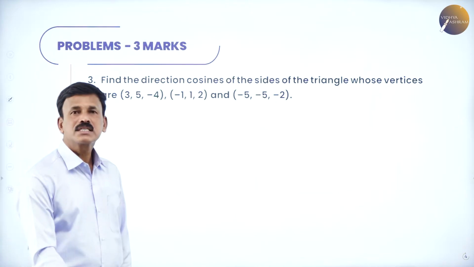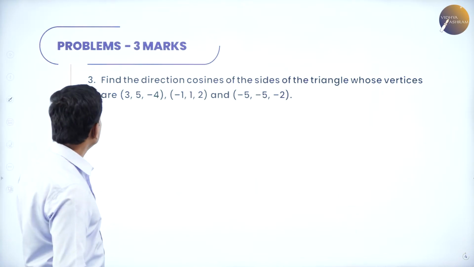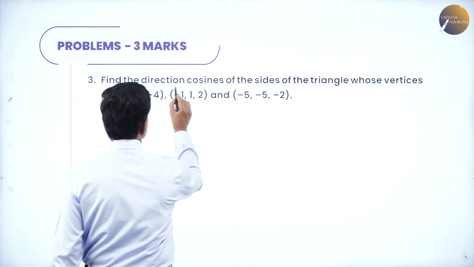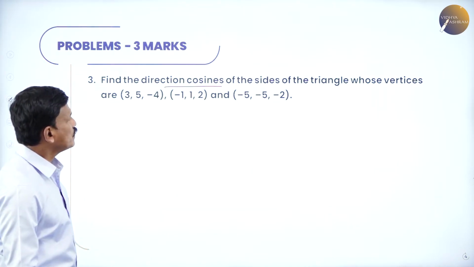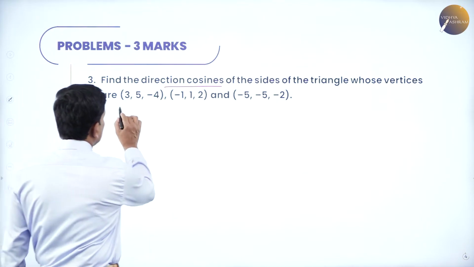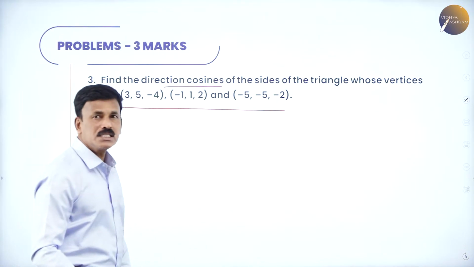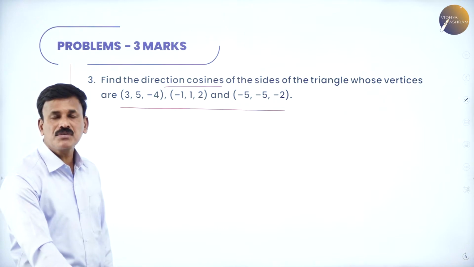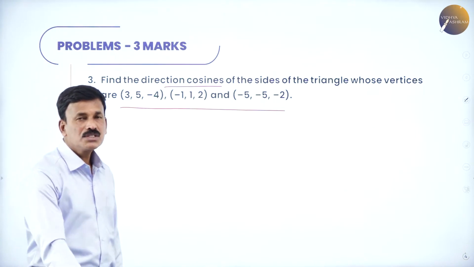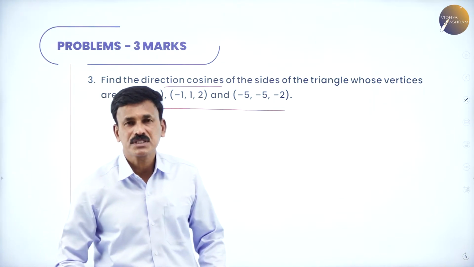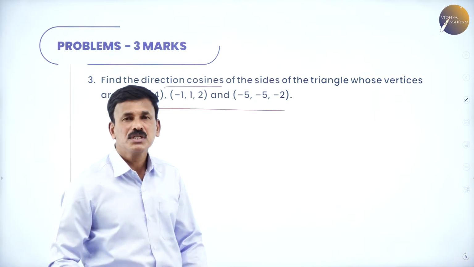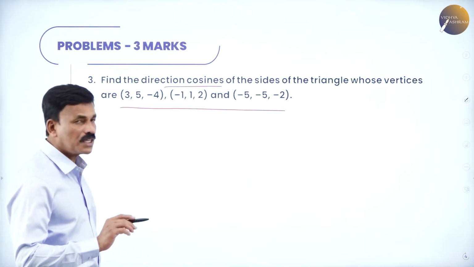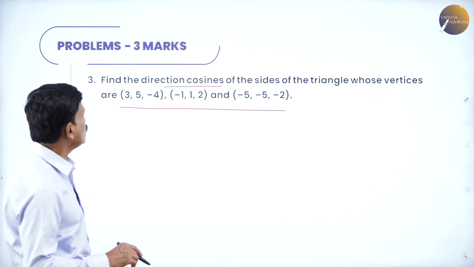That's it. Now let us come to the next problem. What is the next problem? It is required to find the direction cosines of the sides of a triangle whose vertices A, B, C are given. What is required is the direction cosines. So to find the direction cosines of the triangle, let us first find out the direction ratios of the lines AB, BC and AC.